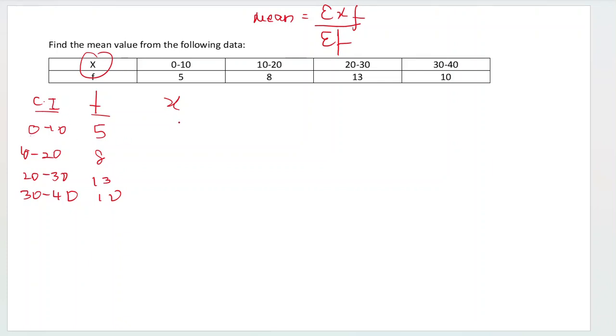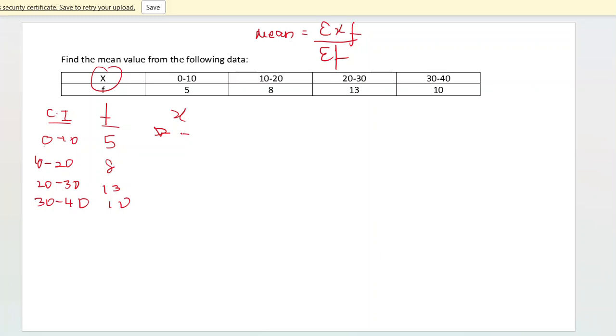So 0 and 10 will have midpoint 5 because we take 0 plus 10 divided by 2, which is 10 upon 2, which is 5. Then 10 and 20 will have midpoint 15, 20 and 30 will have midpoint 25, and 30 and 40 will have midpoint 35.